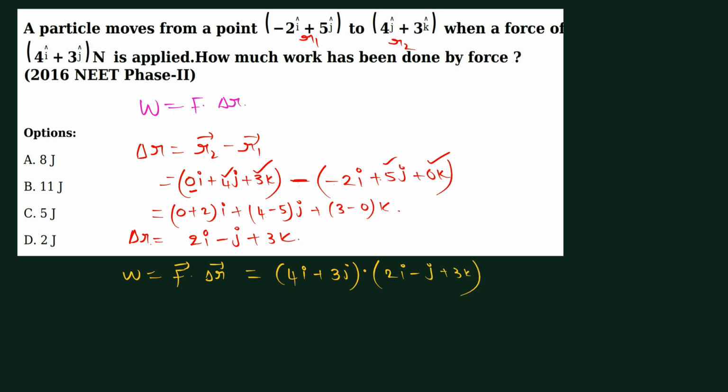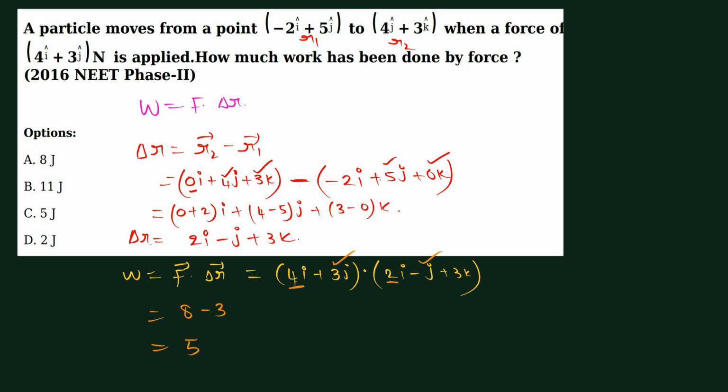While multiplying these vectors, this is the dot product. i dot i value is 1. So now you multiply this. 4 into 2 is how much? 4 into 2 is 8. 3j, minus j: 3 into minus 1 is minus 3. Then 8 minus 3 is 5.